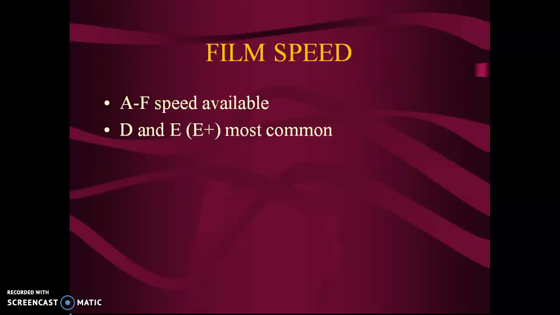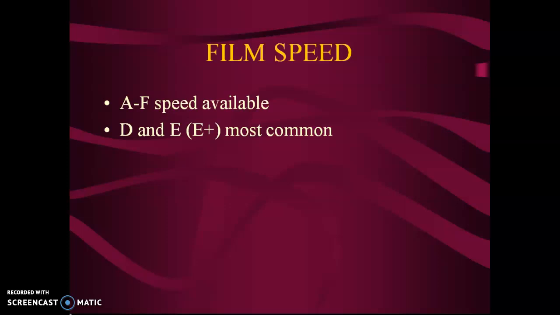When they first originally developed film, it started with A speed. And then as they developed faster and faster film, they got up to F speed. And again, nobody really liked it. It was too grainy looking. So E and a half is about as fast as the film ever got. The most commonly used is D or E speed, and E plus, the E and a half, is probably a little more commonly used, because you get the quality and you get the safety feature of having the faster film.